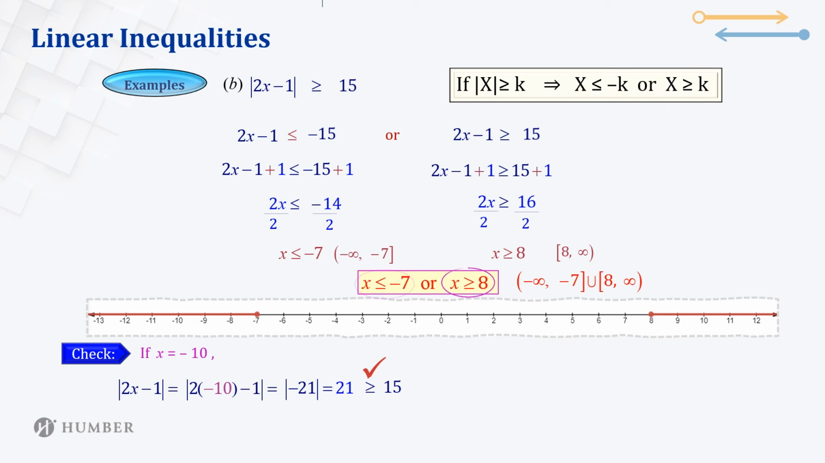Let's pick a value from the other region, say positive 10 this time. Substitute x equal 10 into the left-hand side of the inequality, and we get 19, which is indeed greater than 15 as well. Both test values satisfy the inequality.